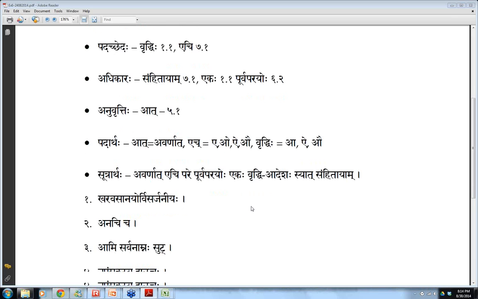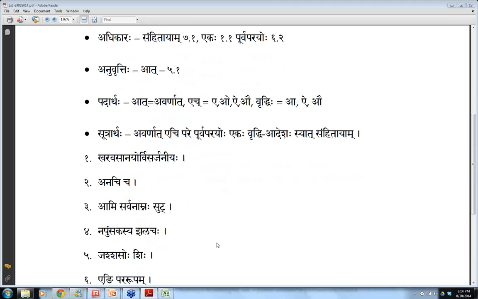Nilesh. आमि सर्वनाम्नः सुट्. 7-1-52. अस्य पदच्छेदः: आमि सप्तमी विभक्ति एकवचन, सर्वनाम्नः पंचमी विभक्ति एकवचन, सुट् प्रथमा एकवचन. अत्र अङ्गस्य इति अधिकारः, आत् इति अनुवृत्तिः. अङ्गस्य अङ्गस्य इति अधिकारः, आत् इति अनुवृत्तिः. अतः अवर्णात् सर्वनाम्नः परे अङ्गस्य षष्ठी बहुवचनस्य प्रत्ययस्य सुट् आगमः भवति इति अर्थः.